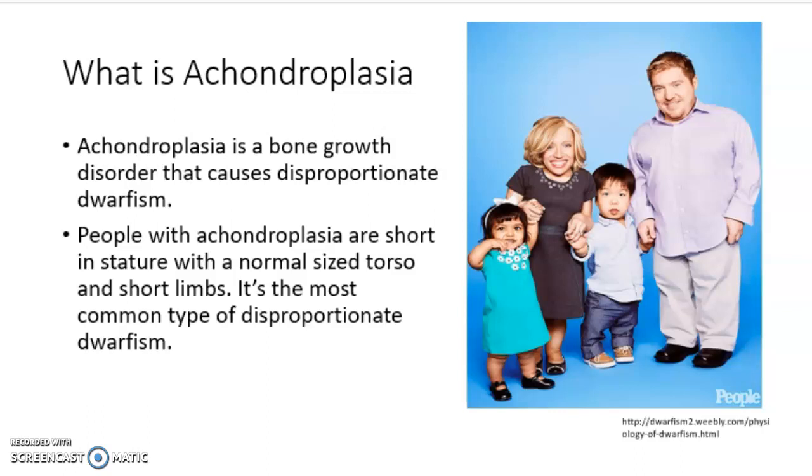So, achondroplasia is a bone growth disorder that causes disproportionate dwarfism. People with achondroplasia are short in stature with a normal sized torso and short limbs. It's the most common type of disproportionate dwarfism. This rare genetic disorder is characterized by distinctive features such as short stature, usually in between 4 feet 6 inches, an unusually large head with a prominent forehead and a flat nasal bridge. They also have short arms and legs, as seen in the picture.